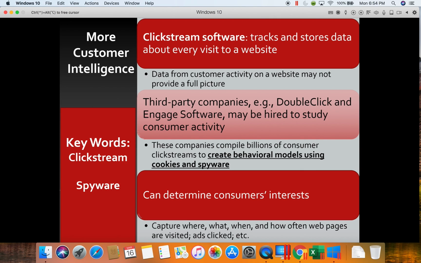Many companies find that using only the data collected directly from the consumers does not provide that full picture. I may have looked at 25 different things and only bought one. What made me not buy the other 24? That's almost as important to the site operating company as the fact that I bought the one product. Is why didn't I buy the other stuff?